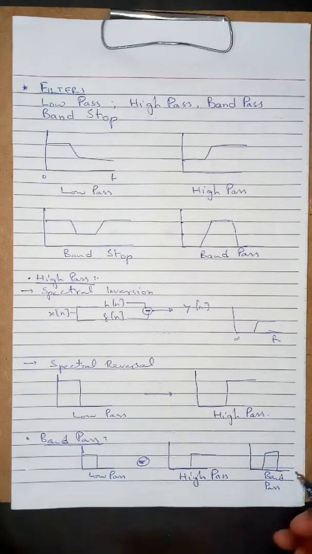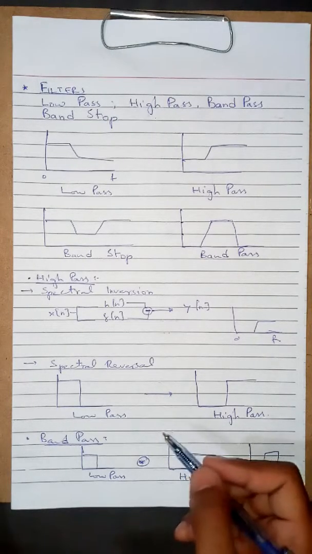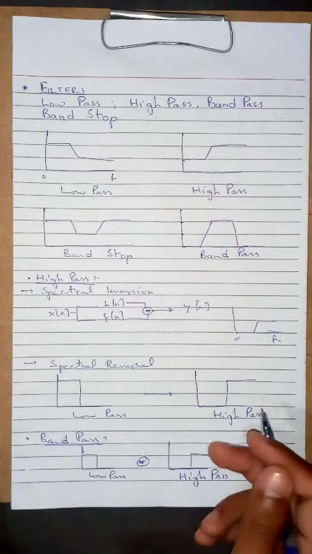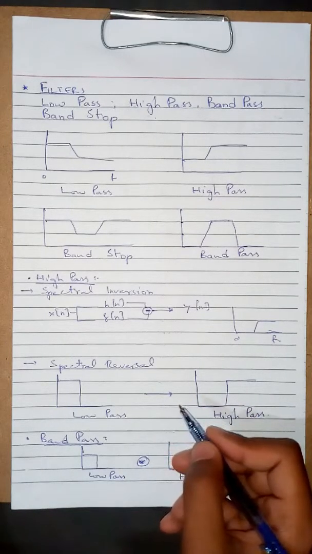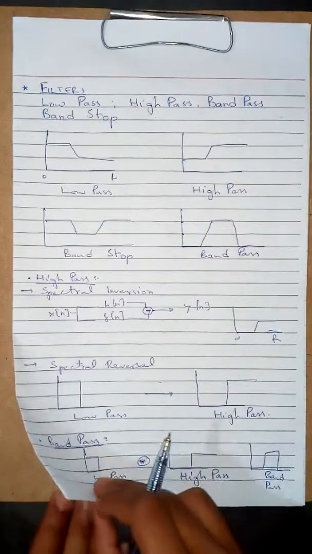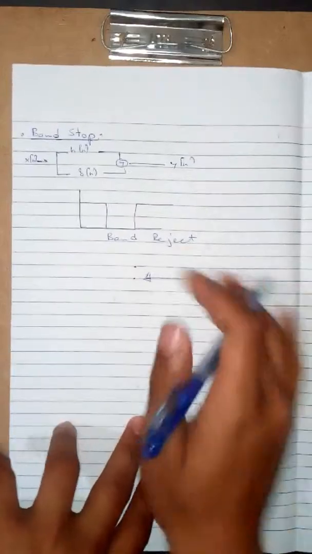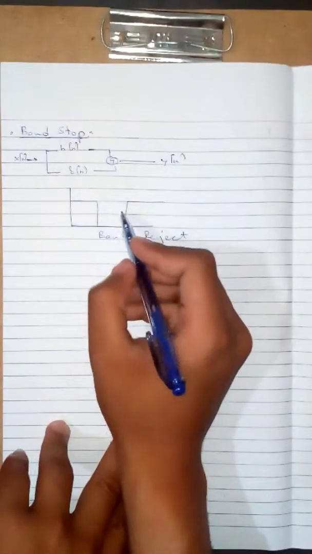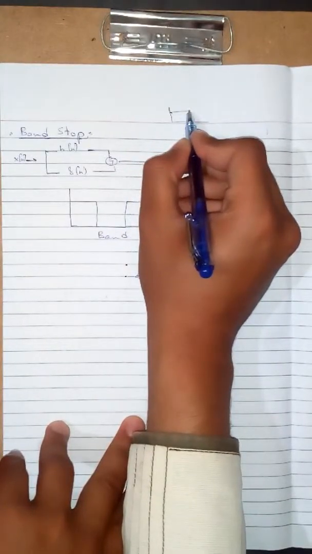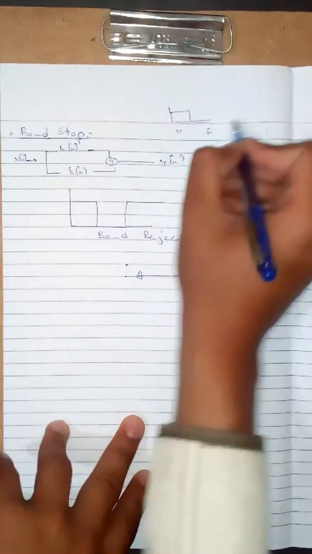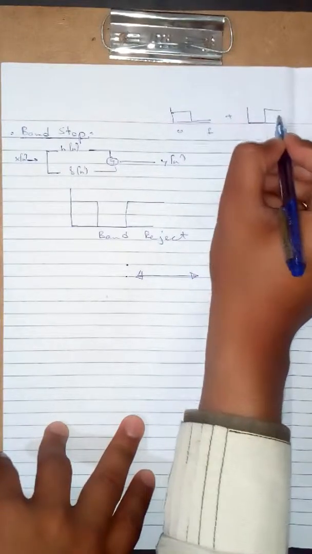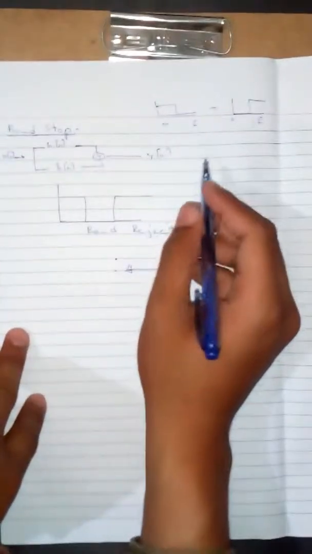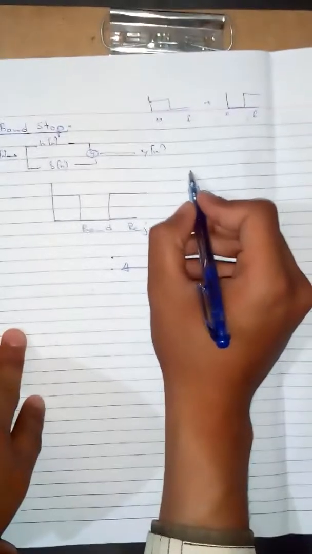Another way to get a band pass is by using a band stop filter, which will be studied next. If we want to get a band stop, we add the low pass filter, which allows only low frequencies, and the high pass filter. We add both of these filters in order to get a band stop. So in order to get a band pass from the band stop, we do the following.